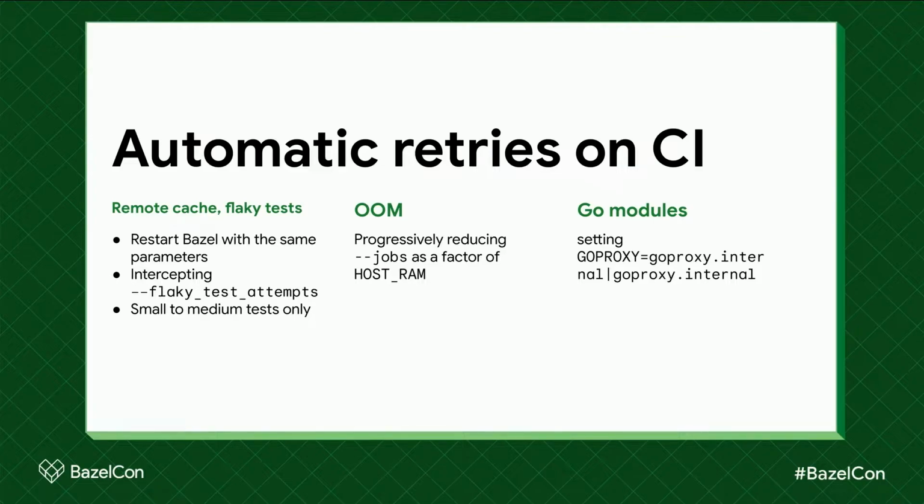For flaky tests, we have a slightly different strategy because we don't want to retry a test that's already taking 15 minutes to fail. So we actually intercept the flaky test attempt and only retry the tests that are not so slow to run. For out-of-memory issues, we know that some targets need more memory than other targets. So we want to reduce the number of concurrent jobs. So we progressively adjust the jobs parameter as a factor of host RAM. And for Go module downloading issues, we basically set the Go proxy to the same proxy server several times. So in effect, the Go toolchain will retry.